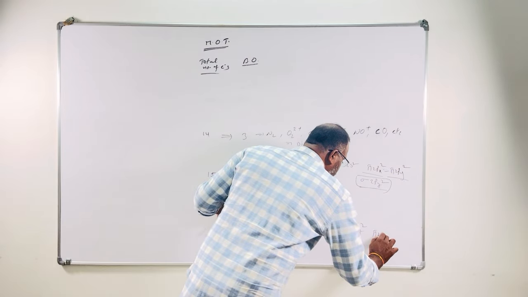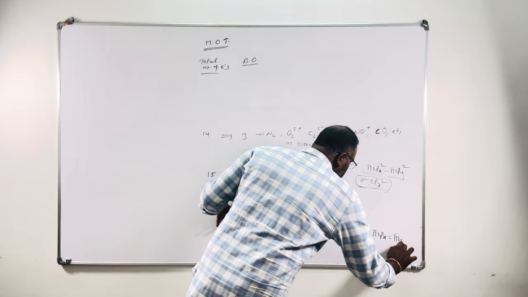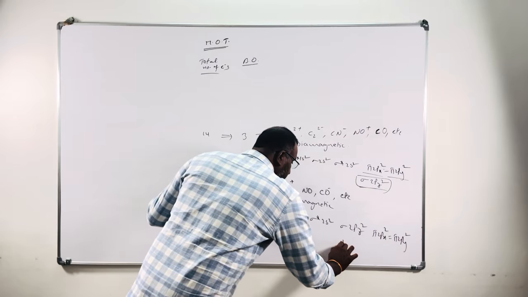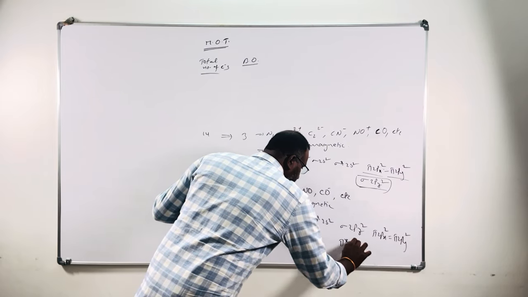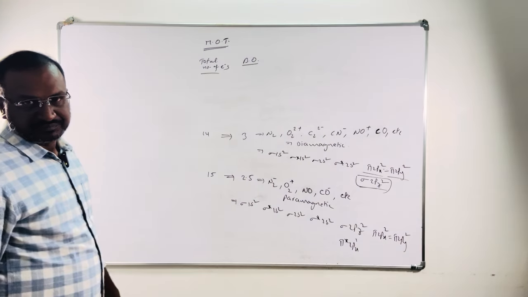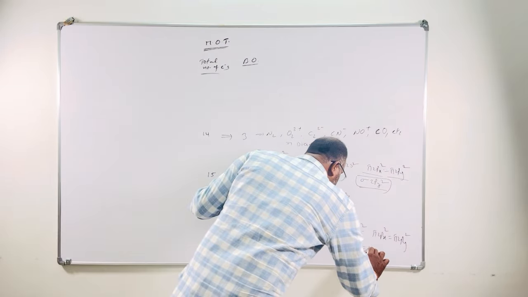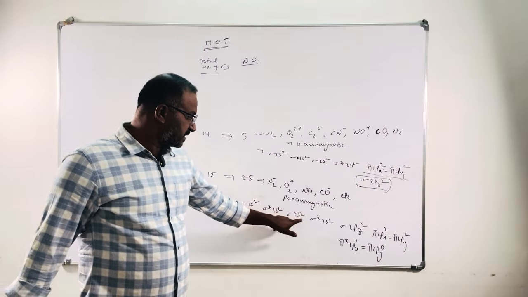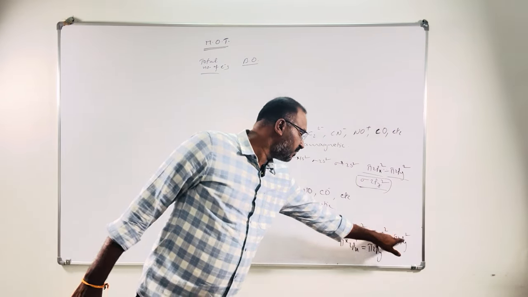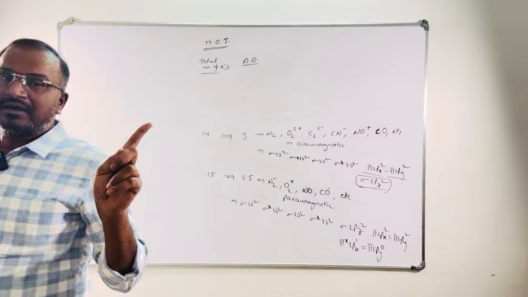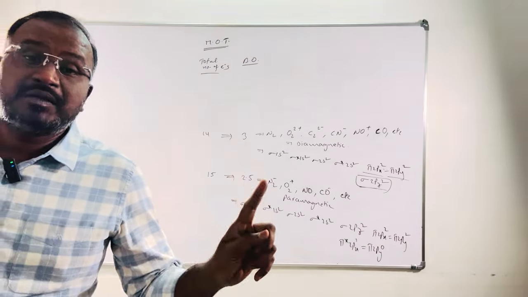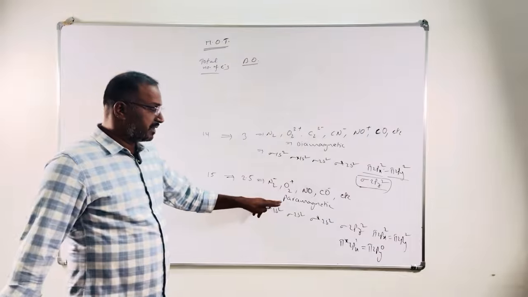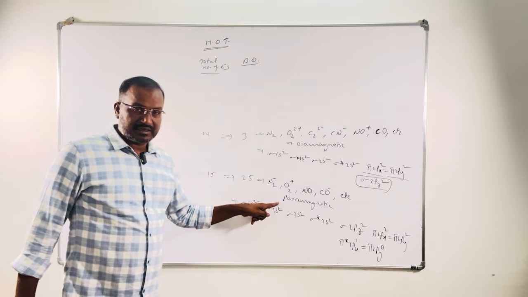After that, pi 2px equal to pi 2py will be there, 2 here and 2 here. After that, in pi star 2px, one extra electron will come, and pi star 2py has 0, no electron, because 2, 4, 6, 8, 10, 12, 14, 15 finished. One unpaired electron is present in the anti-bonding molecular orbital in this case, so it is paramagnetic.